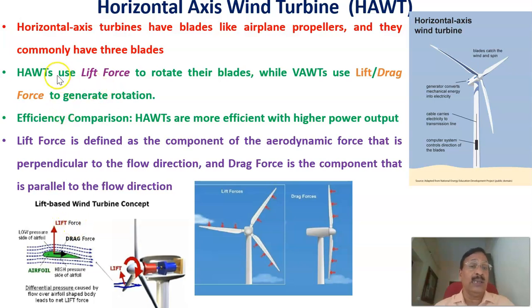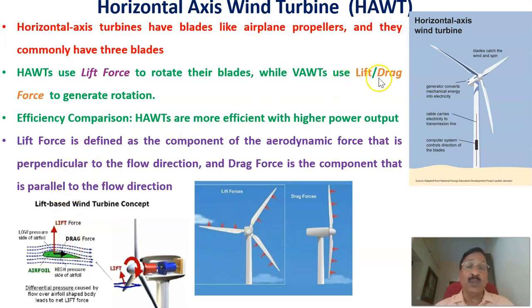Therefore, the horizontal axis wind turbine uses the lift force. Due to the lift force, the blade can rotate. Same thing shown here. This is the lift force that makes the blade rotate.